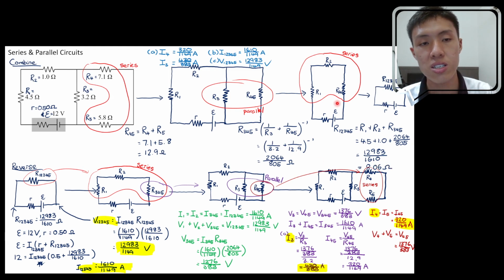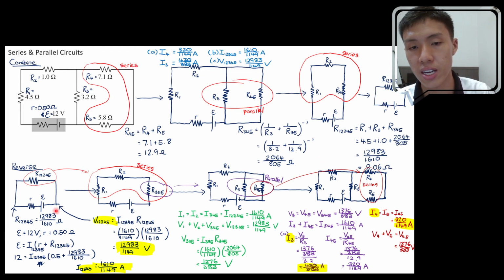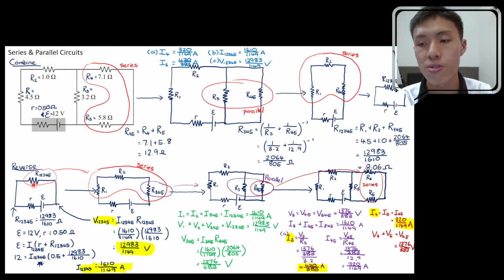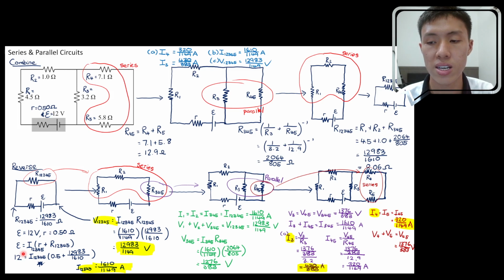Then I reverse the process from the last diagram to the first diagram, step by step. For every single diagram, I determine the voltage and also the current. In this case, I already have the resistance, so I determine the voltage V12345 and the current I12345. Then I move on to the next diagram.